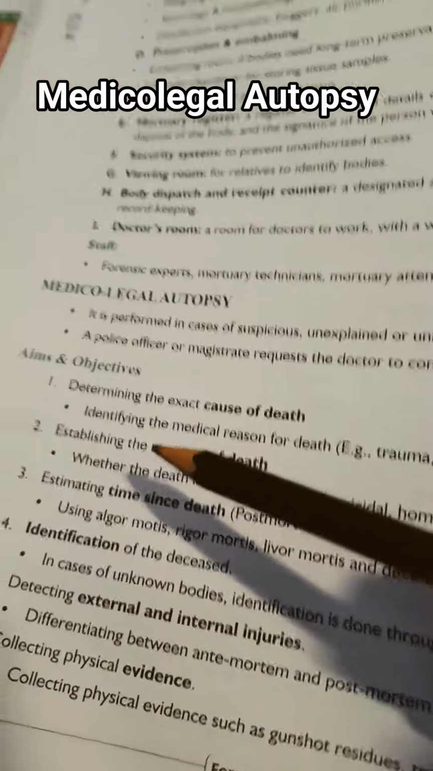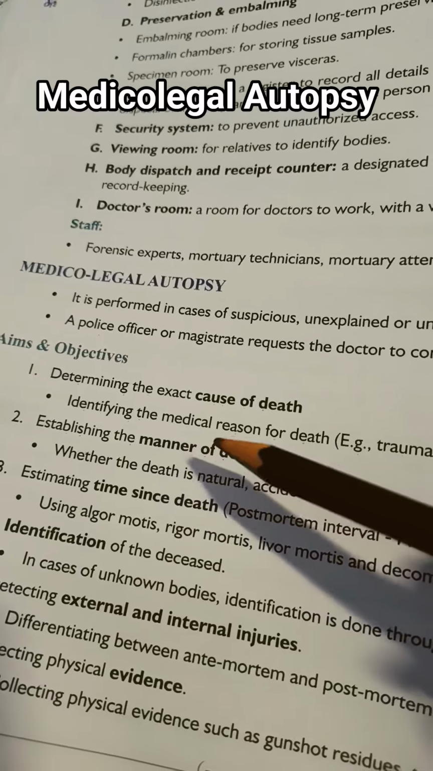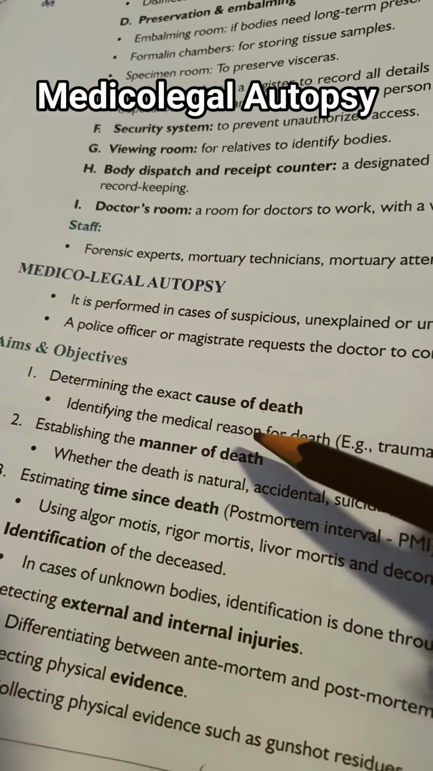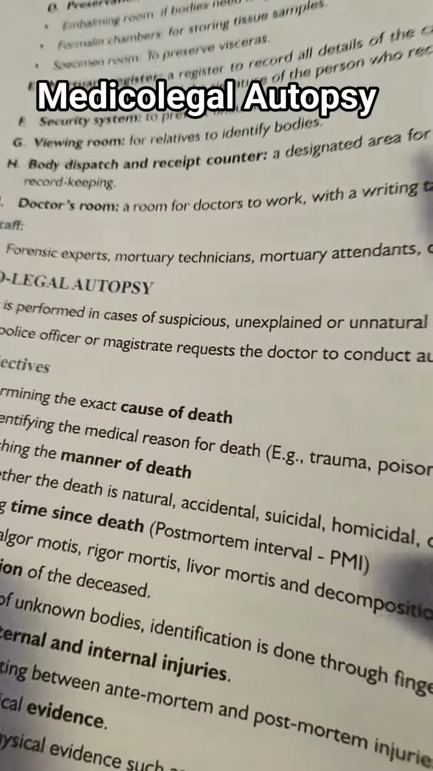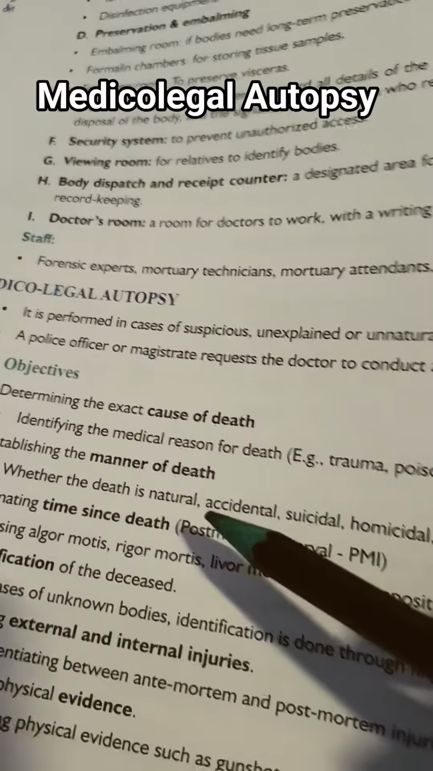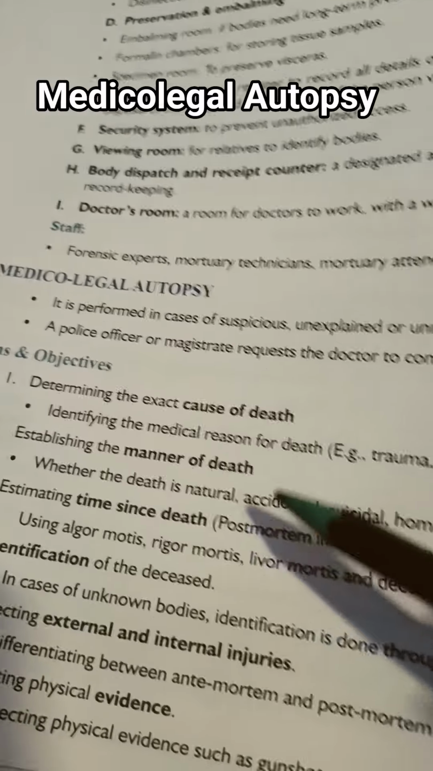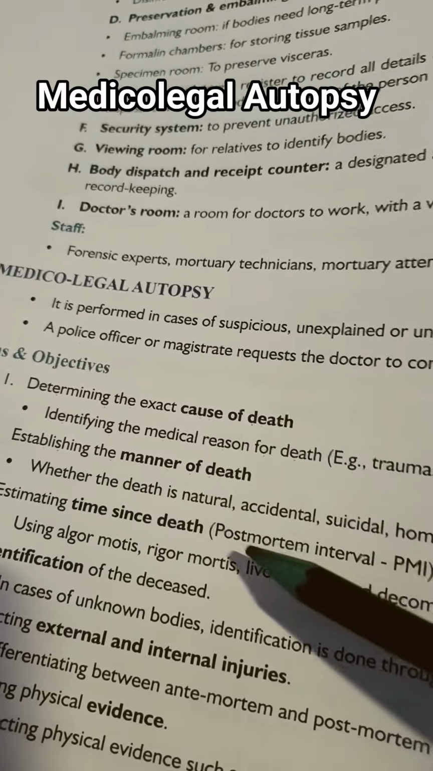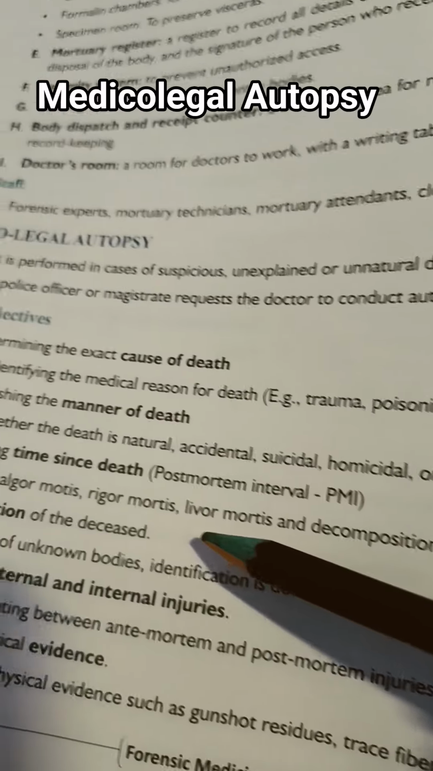So, talking about the tricks to remember this, determining the exact cause of death. The main aim of forensic is to know the cause of the death, whether death was natural or unnatural, whether it's because of poisoning, trauma, asphyxia, hanging, all that. Establishing manner of death, whether the death is natural, accidental, suicidal, homicidal.